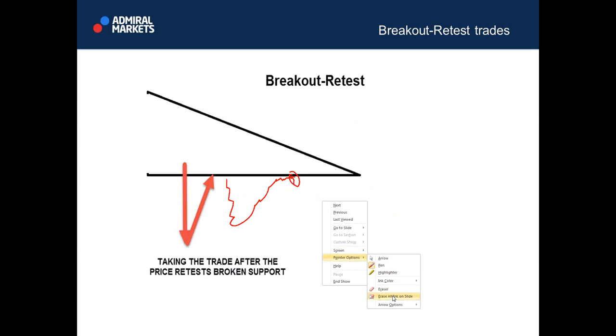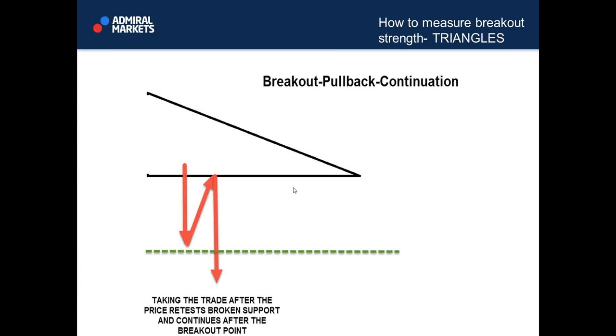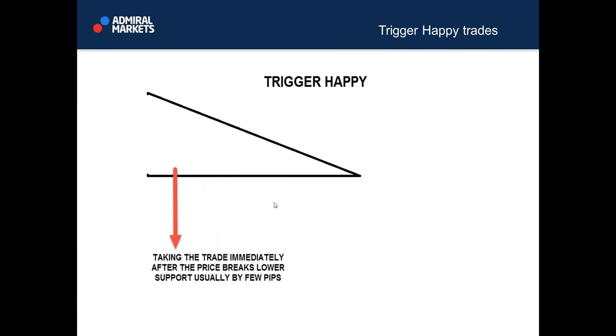Now, if the price continues after the breakout pattern, it's called breakout pullback continuation. So this is the breakout, this is a retest or pullback, and 2 pips below the breakout point, if the price breaks this point by 2 pips, it's called a continuation trade.